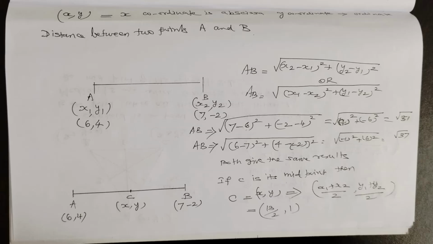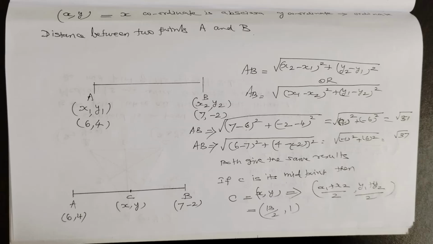Between the x and y coordinate, the x coordinate is called the abscissa and the y coordinate is called the ordinate. The distance between 2 points A and B, as shown in the slide, is found by the formula square root of x2 minus x1 whole squared plus y2 minus y1 whole squared, or square root of x1 minus x2 whole squared plus y1 minus y2 whole squared.